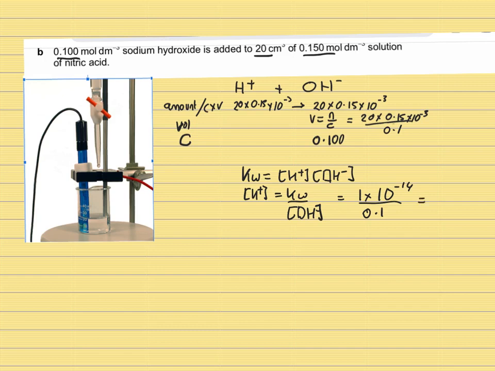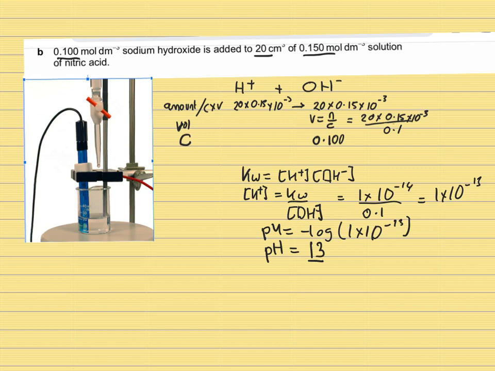So that gives us a value of 1 times 10 to the minus 13. And pH, remember, is minus log of the hydrogen ion concentration, which is 1 times 10 to the minus 13. So our end point, roughly, when there is an excess of the strong base, is going to be about 13. Remember, these are guesstimates for sketch curves. So what do we have?